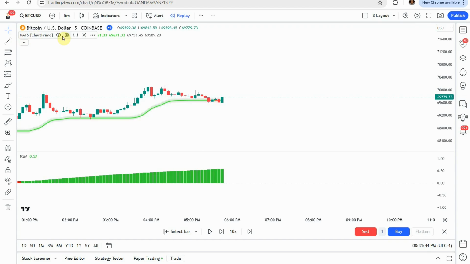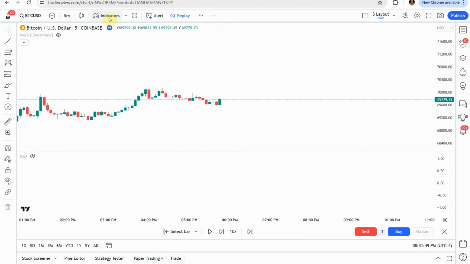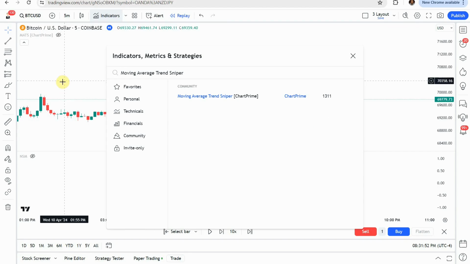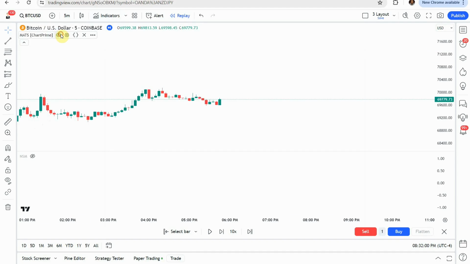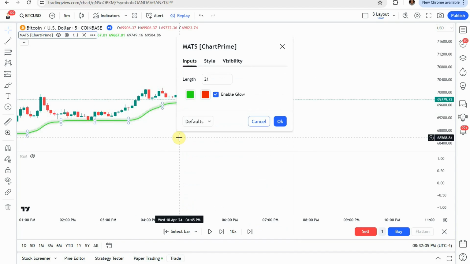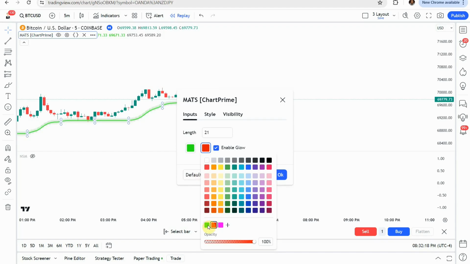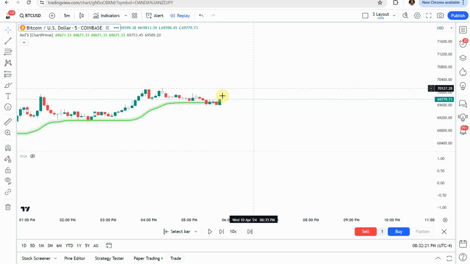So what we will do is just go ahead and hide these two indicators like this. And the first indicator we will add to the screen is going to be the moving average trend sniper indicator. This one right here. So you'll click that, add it to the screen, and you'll go ahead and jump into the settings, and under the inputs you'll change the length of this to 21. And click OK. Oh, you can also change these colors here to green on this one and red to this one here. Click OK there.